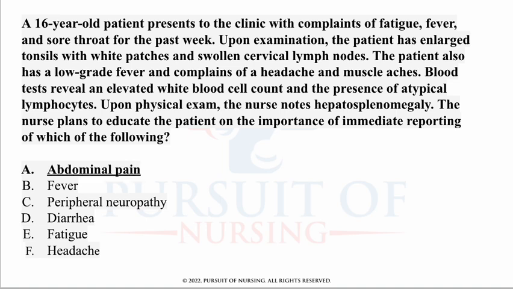All right, so you're going to recognize based on the enlarged tonsils, the sore throat, the fatigue, fever, that this patient is presenting with mono or infectious mononucleosis. So classic findings include the enlarged tonsils, lymphadenopathy, and then the hepatosplenomegaly. The primary concern for this patient is splenic rupture, which could be evidenced as abdominal pain or pain between the shoulder blades. So it's important that the patient immediately report abdominal pain if abdominal pain occurs.